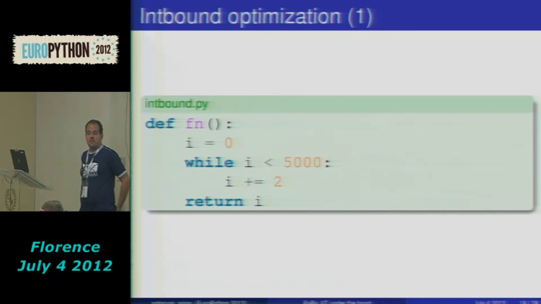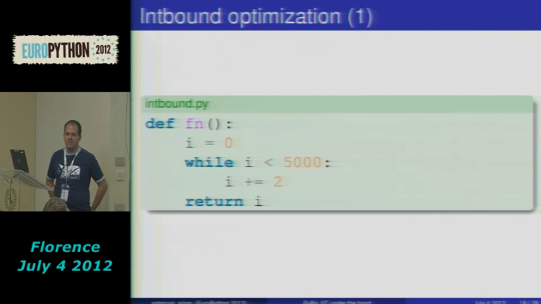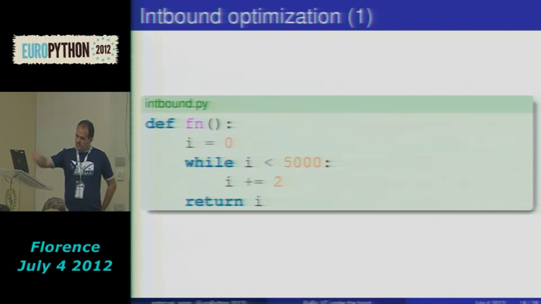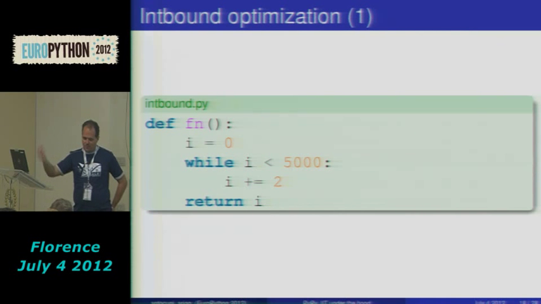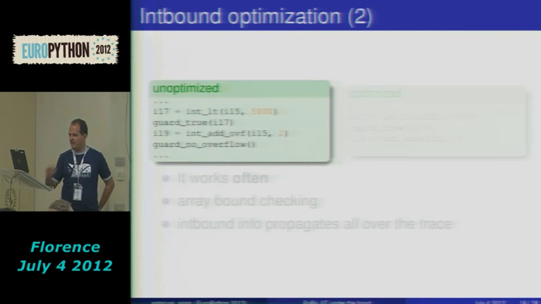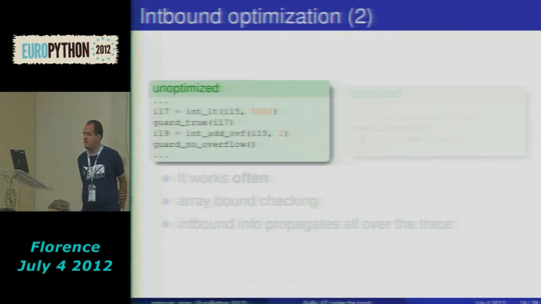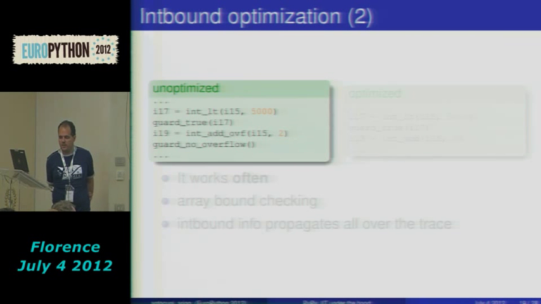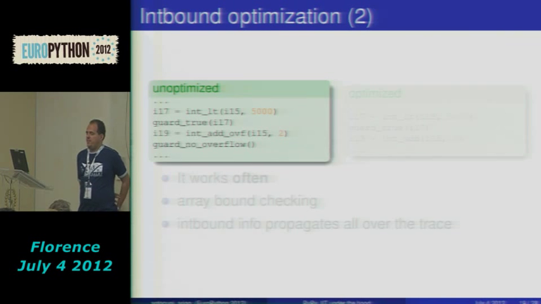So let's start from some example optimization, like Intbound. We have this example, which is very, very easy. Again, this is high-level Python, the Python you write. You have a plain normal while loop, which increments a variable by 2 every time. So when we execute it, it interprets and the loop gets hot, and we trace, etc. And we get the unoptimized trace.